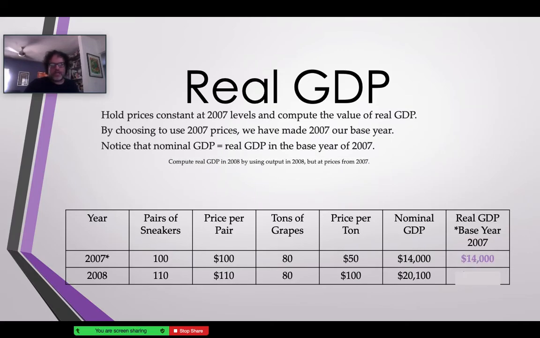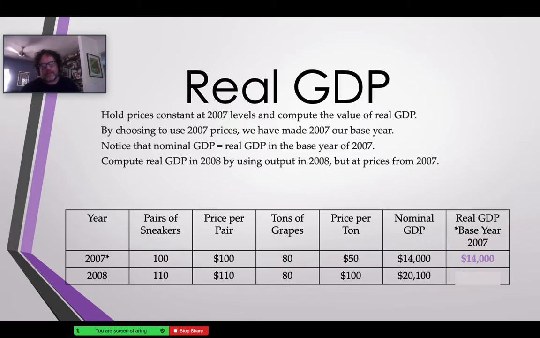Yes, nominal GDP in the base year is always going to be the same as real GDP in the base year. So this is a great thing that they love to ask, right? They won't tell you what the base year is. They'll just give you a list of nominal and real GDP. So if nominal and real are equal, boom, base year, you know it.